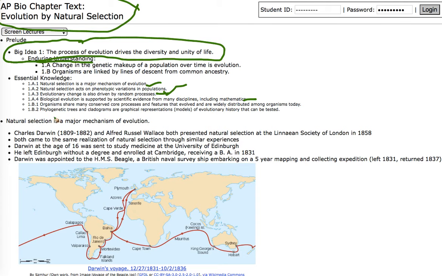Next, biological evolution is supported by all kinds of evidence from many disciplines, including math, especially with mathematical modeling, and organisms share many conserved core processes and features that evolved and are widely distributed among organisms today. Things like glycolysis and the electron transport systems and Krebs cycle, simple chemical reactions, hydrolysis. We share these with all kinds of unfamiliar life forms like remote fungi and archaeans and bacteria. So we have common features that indicate common ancestry. And lastly, we use phylogenetic trees and cladograms to represent the evolutionary history of life forms on Earth.